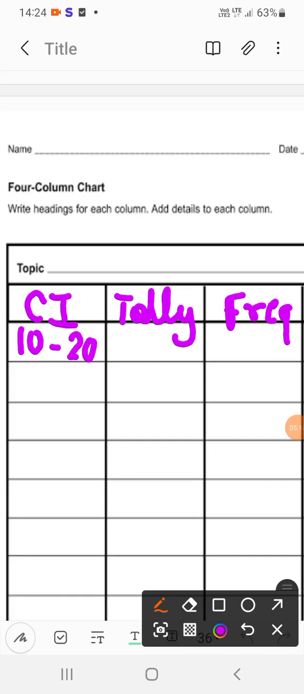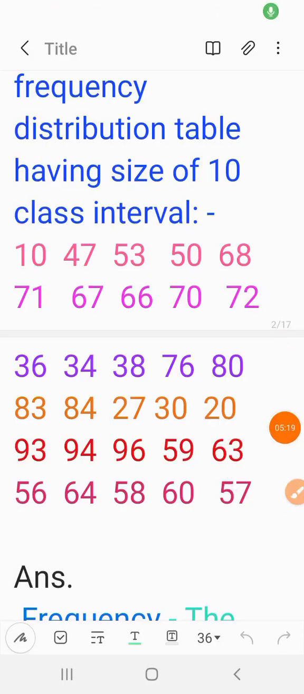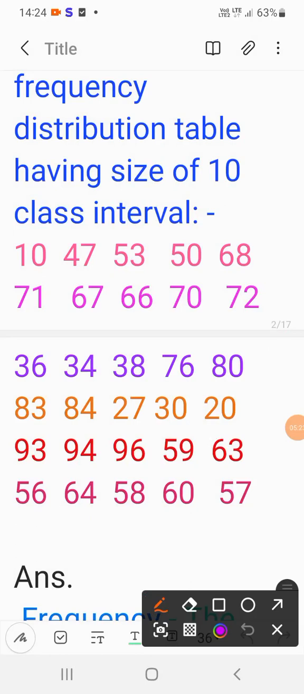And now we will find the tally of this class. So now we have to find the numbers between 10 to 20 where 10 is included and 20 is excluded. So first we have 10 over here, and second we don't have any number. So the tally of the 10 to 20 class would be 1. And since the tally of the 10 to 20 class is 1, the frequency would also be 1.